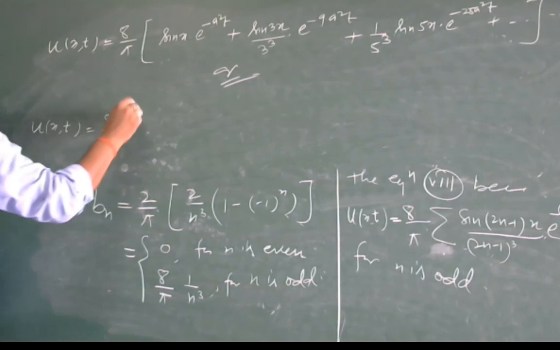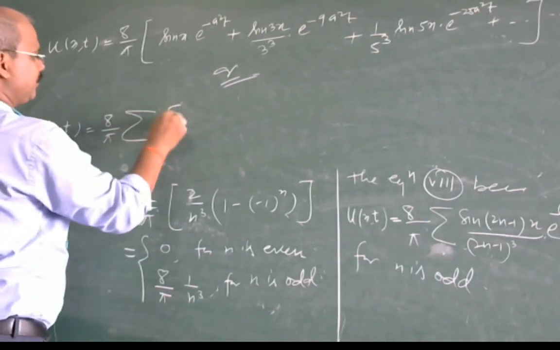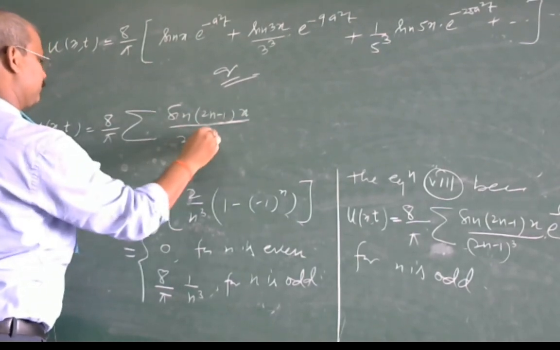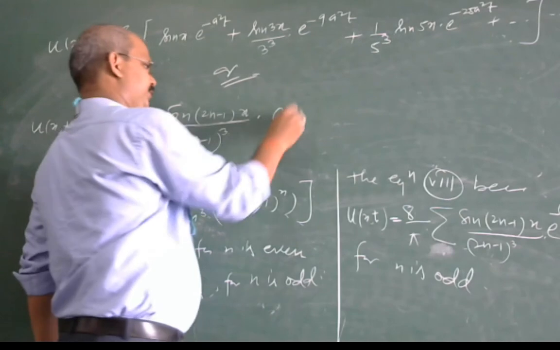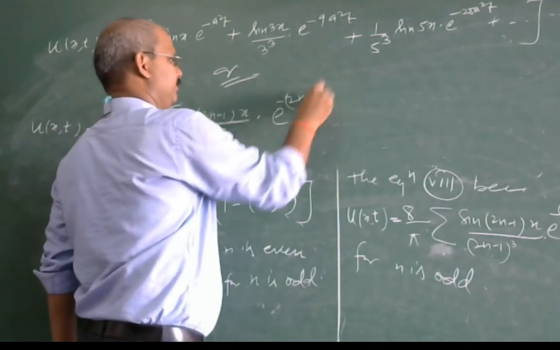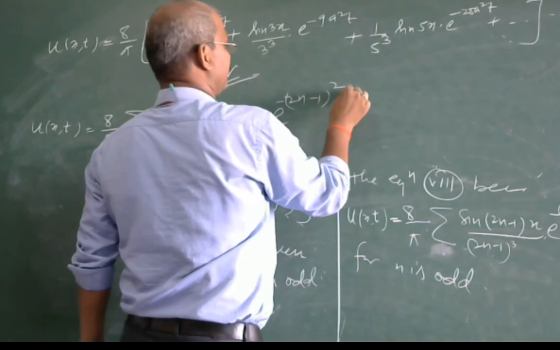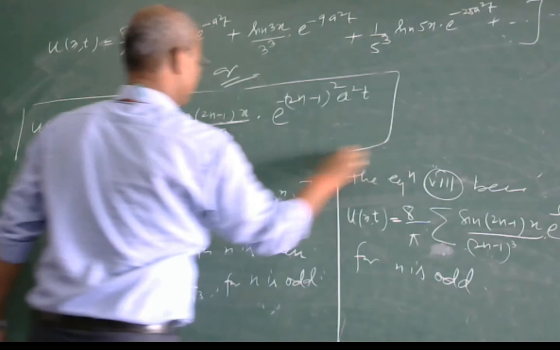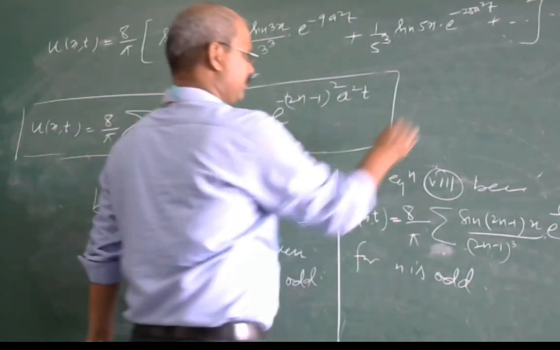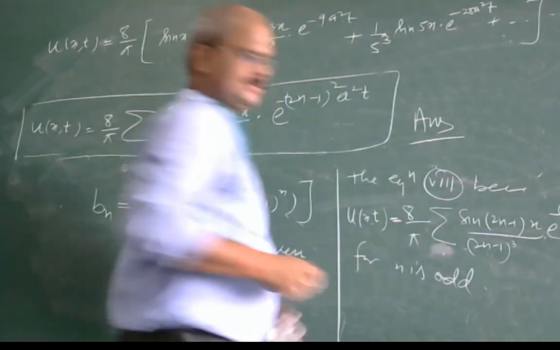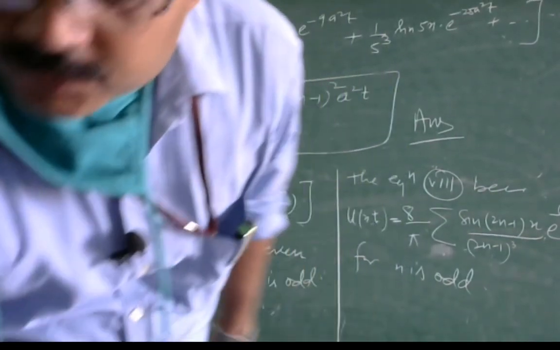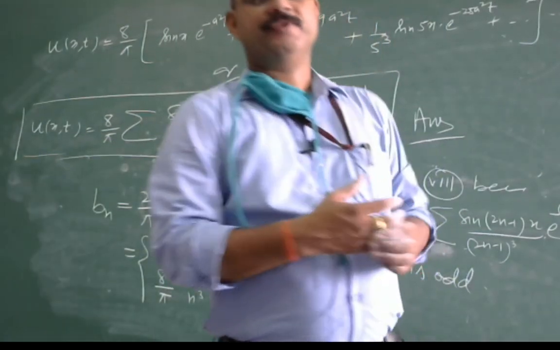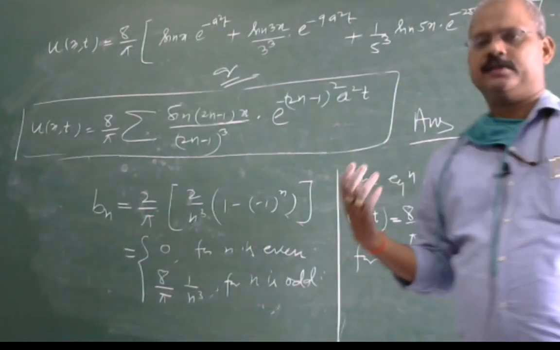8 upon pi summation sin (2n minus 1)x into e to the power minus (2n minus 1) whole square a square t. Answer. So in this way you can solve other questions also by using one dimensional heat flow under the given condition.